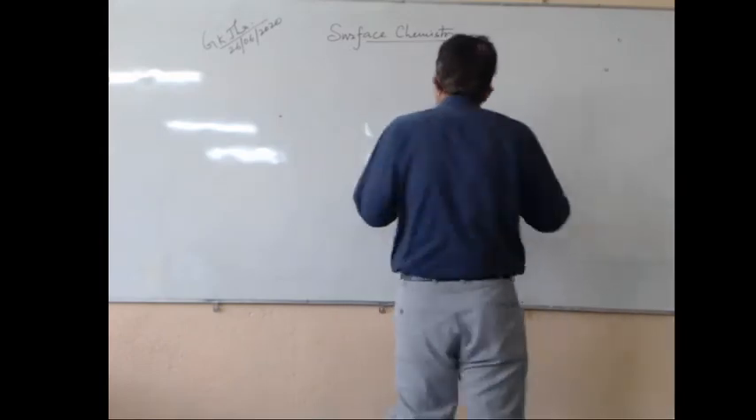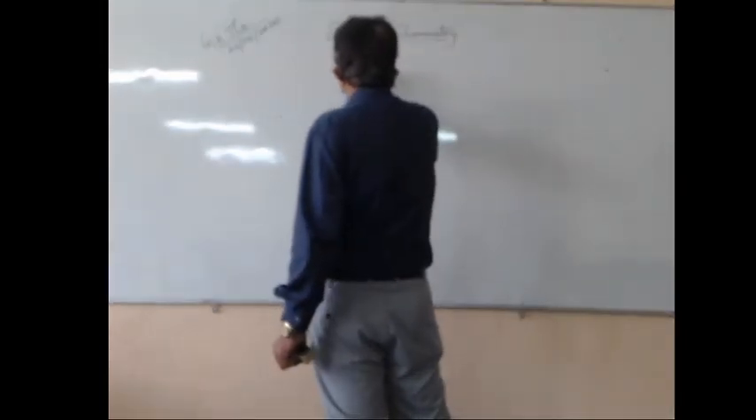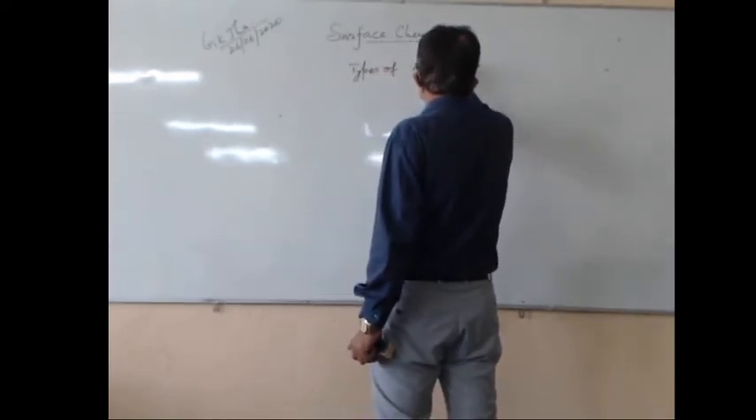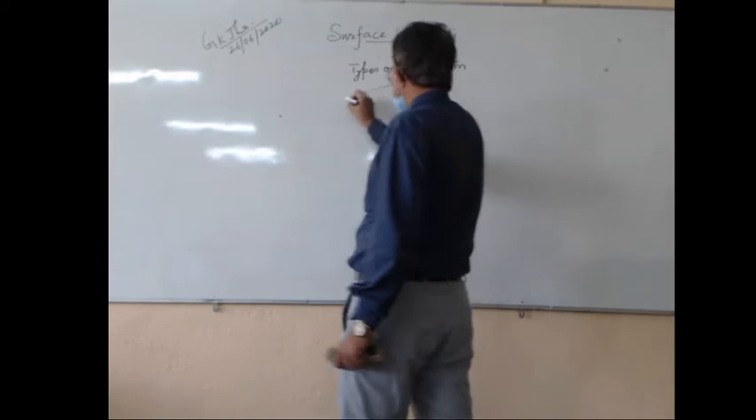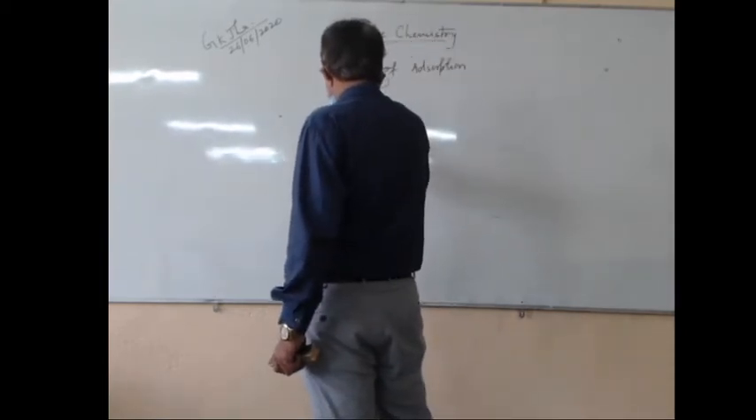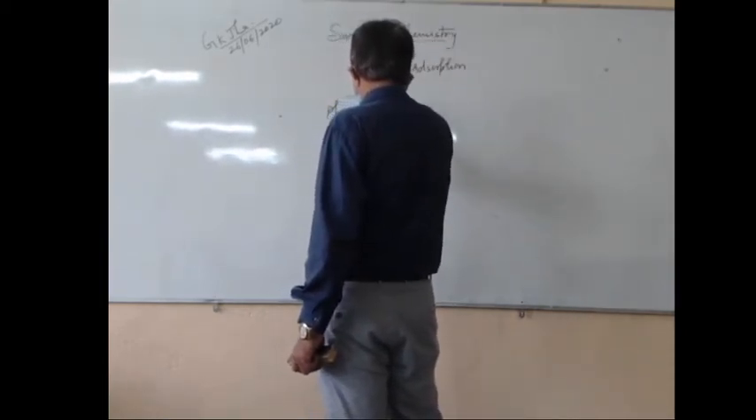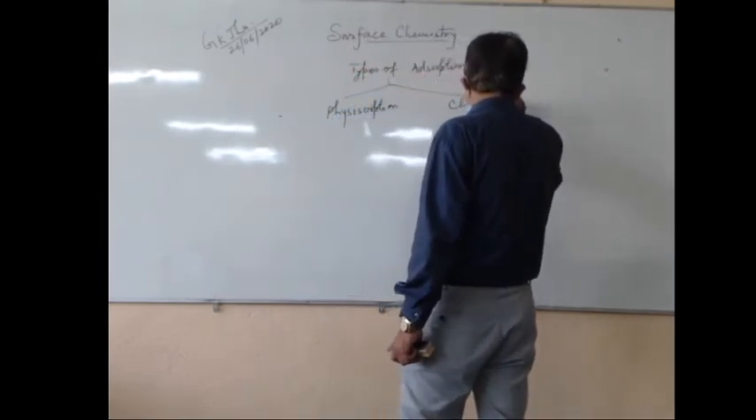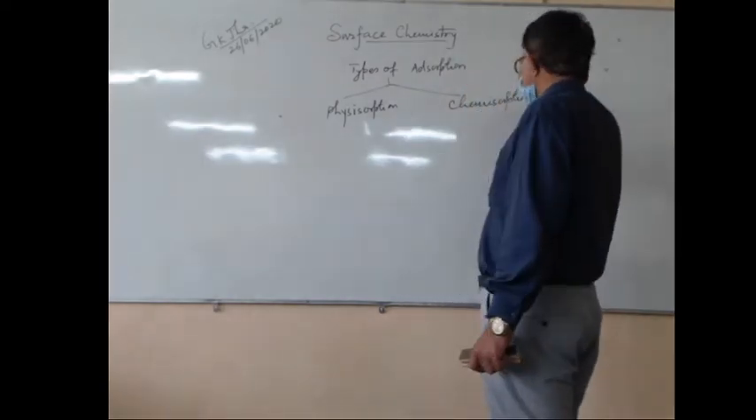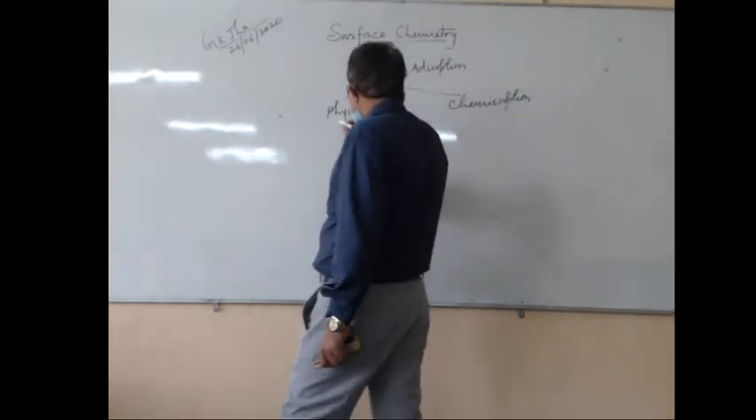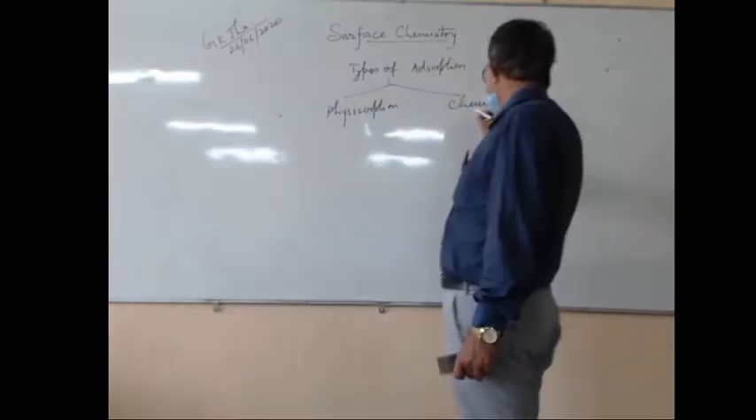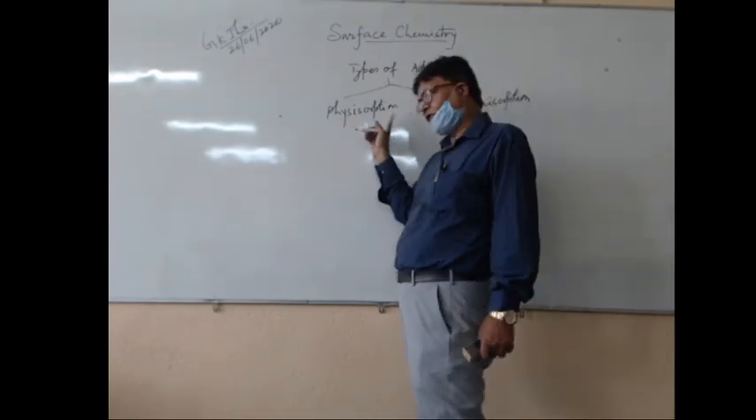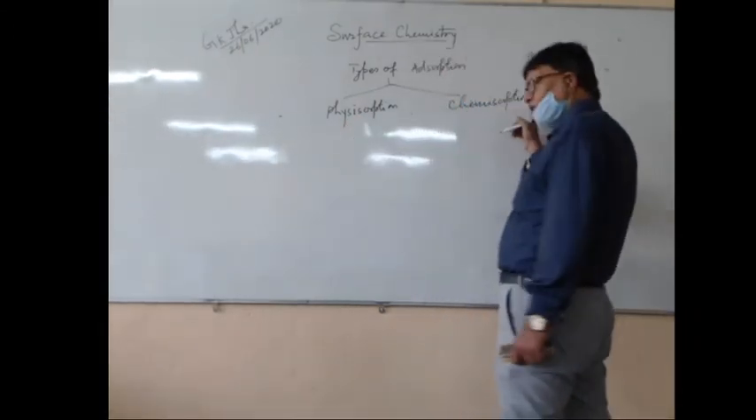Now, two things are there: types of adsorption. There are two types of adsorption. One is what is called physisorption. Another is what is called chemisorption. Physisorption means physical adsorption, and chemisorption means chemical adsorption. Again, listen carefully: physisorption is physical adsorption, and chemisorption is chemical adsorption.